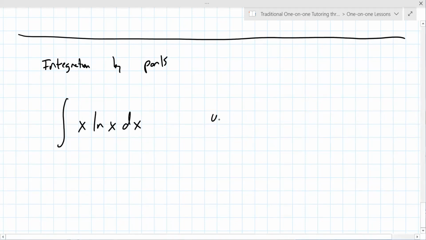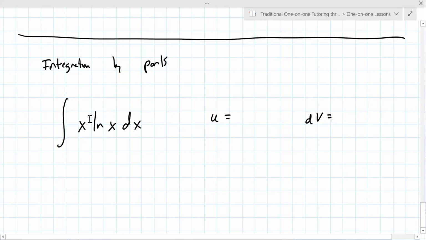So you need a u and you need a dv. But you have to be very careful here. Whatever u is, you have to be able to take the derivative of. You can take the derivative of everything, no big deal, but you cannot integrate everything. So your dv needs to be something you can integrate.